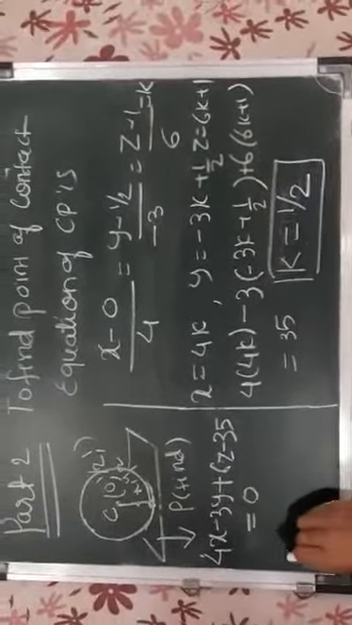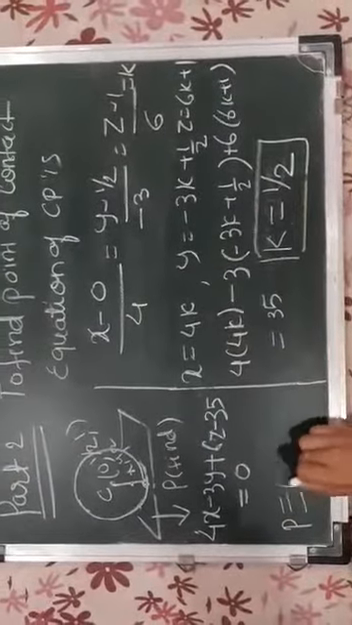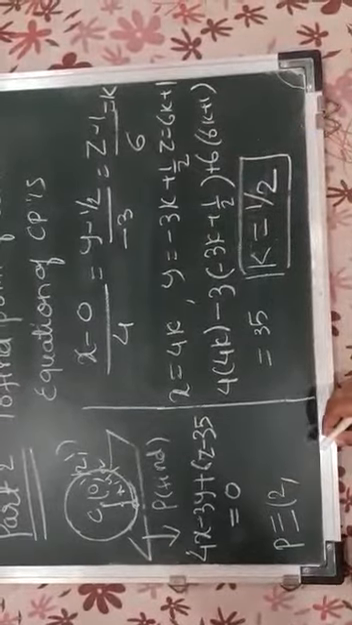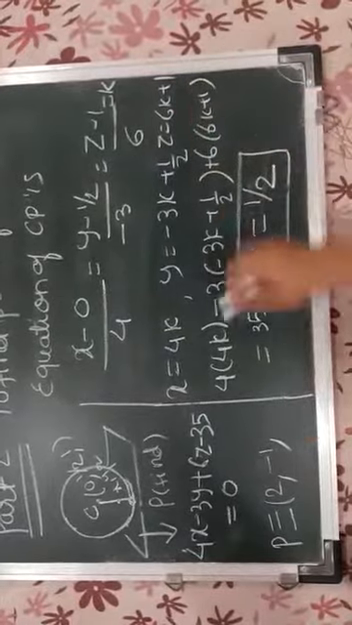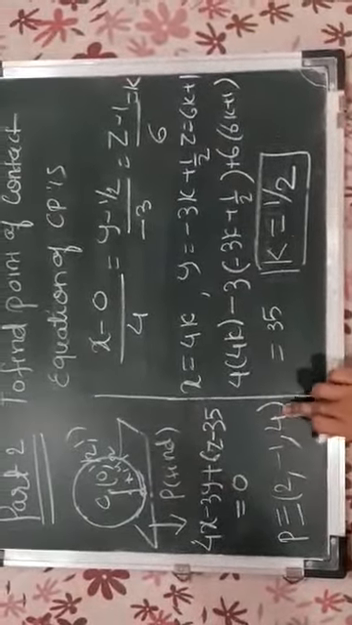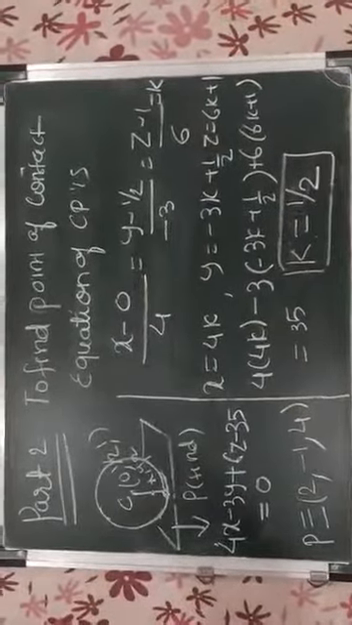Therefore your point P will now become equal to 4 into half, that is 2. Then minus 3 by 2 plus half, so minus 2 by 2, that is minus 1. And then 6 by 2, that is 3 plus 1, 4. So your point P becomes (2, minus 1, 4), which is obtained by using the equation of normal to the tangent plane.